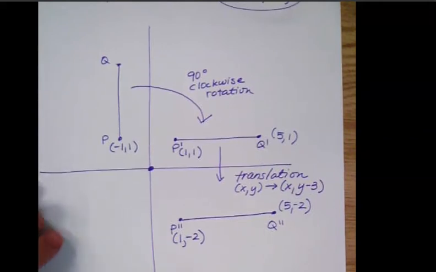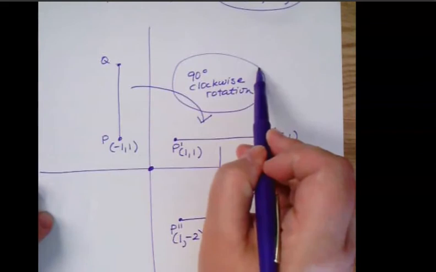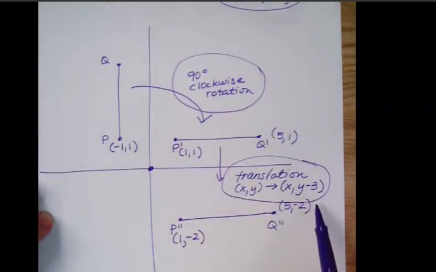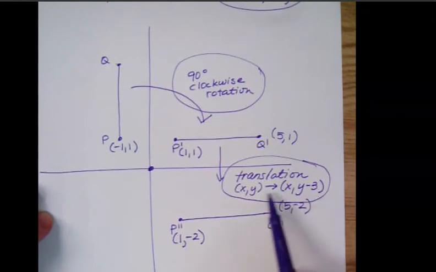So my whole answer would be a 90 degrees clockwise rotation followed by a translation down 3. Or if it asked me for a rule, then I have to put it in this way. But if it just asked me to describe it, I could just say down 3.